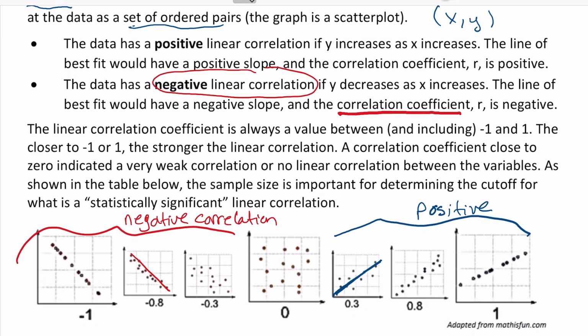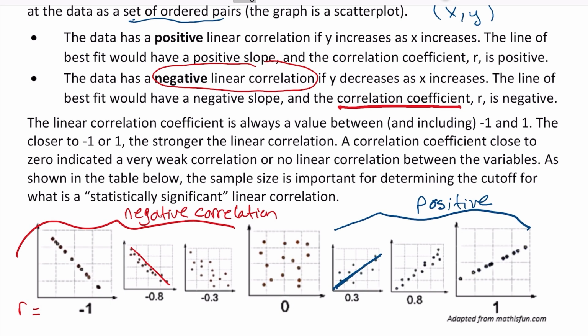Well, we have examples of R values down here. As R gets closer to 0, like negative 0.3 or positive 0.3, which is pretty close to 0, it's a really scattered plot, whether R is positive or negative. But R can't be larger than 1, can it? No. Or smaller than negative 1.